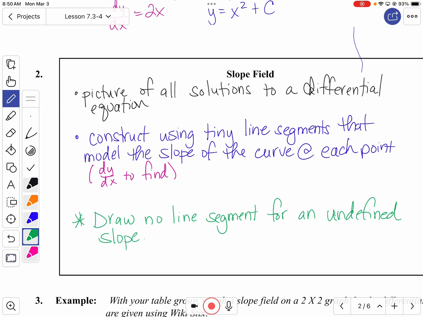And if they ever show you a slope field and you don't see a line segment at that point, you're to know that that stands for something that's undefined. Okay, so that's their thing for that. Because in my head, I'm thinking, we'll just draw a vertical line right there, it'll be fine, right? But they don't want that. So let's not do that.